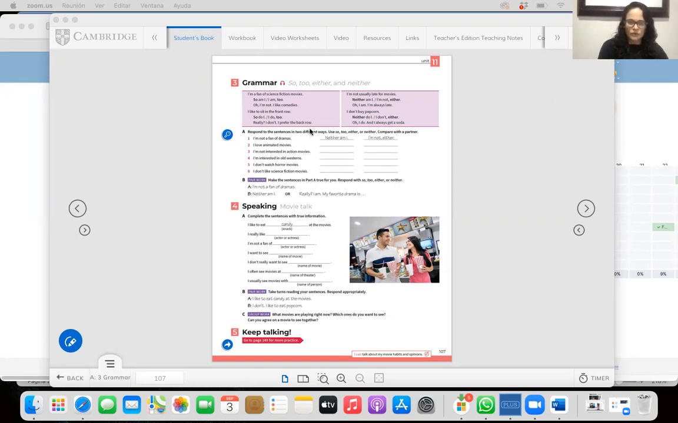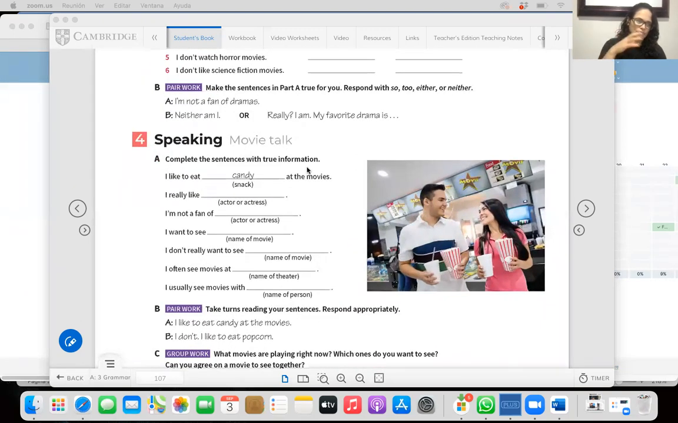Okay, so on the last class, we saw the use of so, too, either, and neither to agree with a person in an affirmative way and in a negative way. One of the first homeworks that you're going to do is this section right here. It's a very small section. It says speaking, movie talk. It says complete the sentences with true information. This is true information for you. So you're going to have to complete information about things that you like to eat.